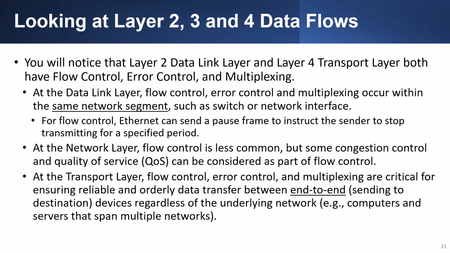For flow control, Ethernet can send a pause frame to instruct the sender to stop transmitting for a specified period. At the network layer, flow control is less common, but some congestion control and quality of service can be considered as part of flow control. At the transport layer, flow control, error control, and multiplexing are critical for ensuring reliable and orderly data transfers between end-to-end devices regardless of the underlying network.